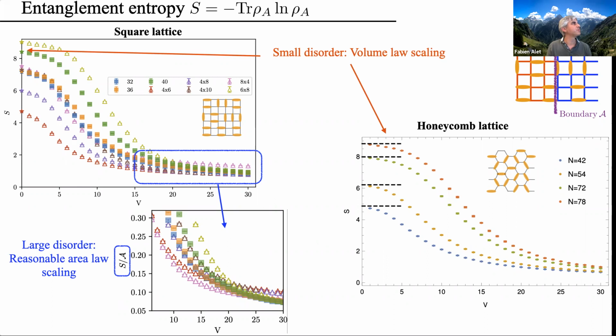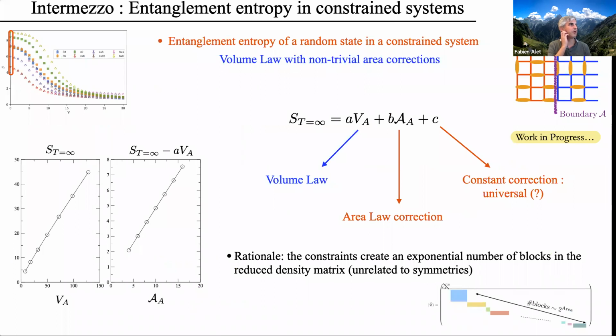I don't know if I have time for a small intermezzo. I know some of you are interested in entanglement in constrained systems, so let me show you something funny, which is unrelated to MBL, but is actually about ETH. It's not a big deal, but something we are trying to finish. As I said, in the low disorder limit there's a volume law for the entanglement entropy of eigenstates. But if you think about it, when you look at a random state or an infinite temperature thermal density matrix and you take the reduced density matrix, in constrained systems there are some subtleties, because the reduced density matrix is not fully diagonal.